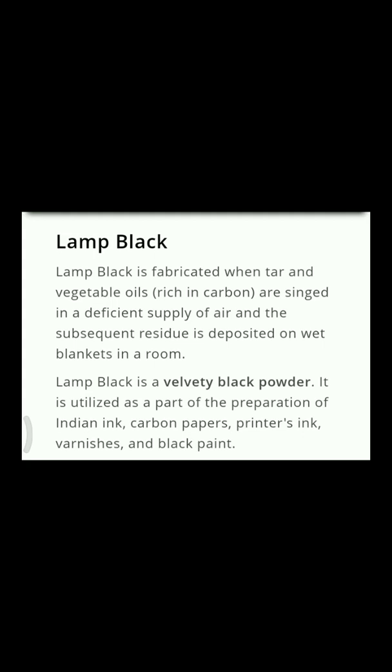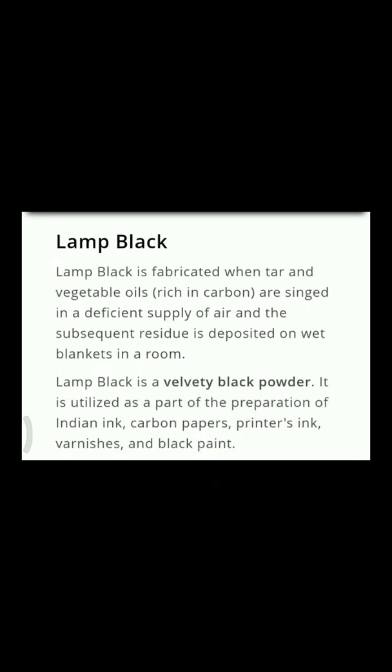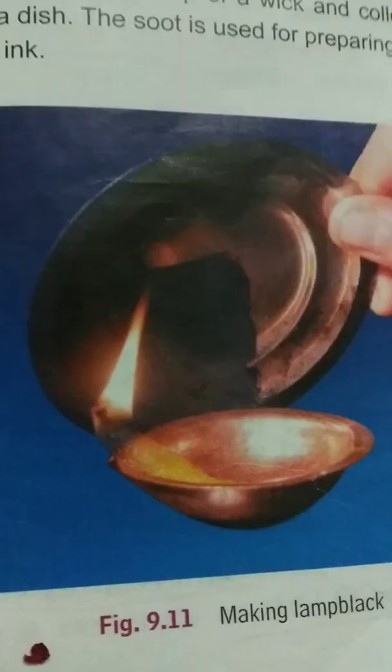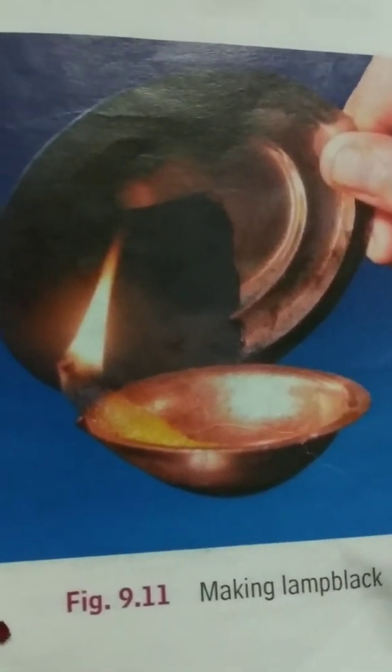Now we will discuss lamp black, which is also known as soot. Lamp black is fabricated when tar and vegetable oil, which are rich in carbon, are burned in a deficient supply of air, and the subsequent residue is deposited on wet blankets in a room. Lamp black is a velvety black powder. It is utilized as a part of preparation of Indian ink, carbon paper, printer ink, varnishes and black paint.